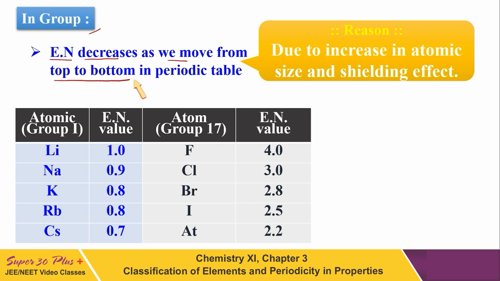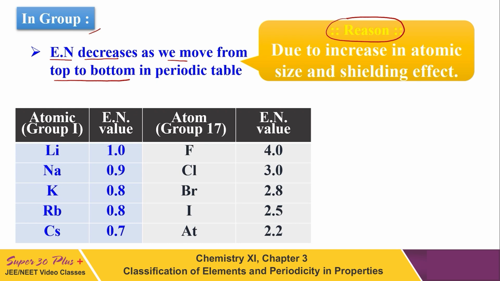And why is that? What is the reason? Now you are capable of answering this question. What happens when we go down the group? When we go down the group, atomic size increases, and simultaneously the shielding effect increases because of the increased number of electrons. If the size increases, the tendency to gain electrons, the tendency to attract a shared pair of electrons, decreases, and that is the reason why when we go down the group, electronegativity decreases continuously. You can see the value.